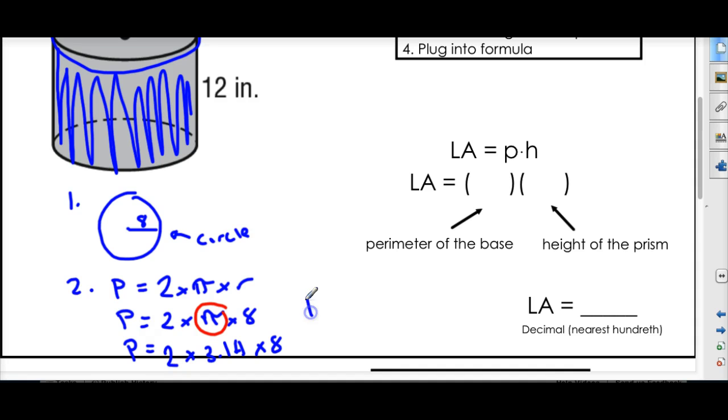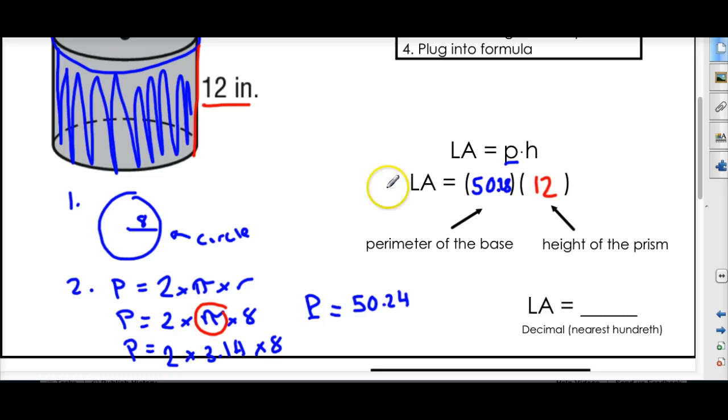So when we put that in the calculator, what do we get? Well, let's see, I'll do it myself. 2 times 3.14 times 8. We get 50.24. And that's our perimeter. So let's put that in there, 50.24. We're just plugging in our perimeter. The height is a little easier, right? It's just this guy right here, 12 inches, so let's plug that in, 12.